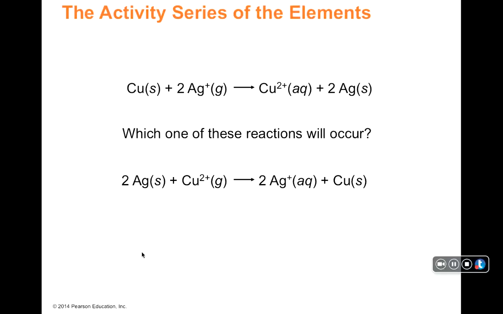Okay, this is a sort of separate topic here. This is being able to predict whether reactions will occur. Let me get to the right chapter, the right section.